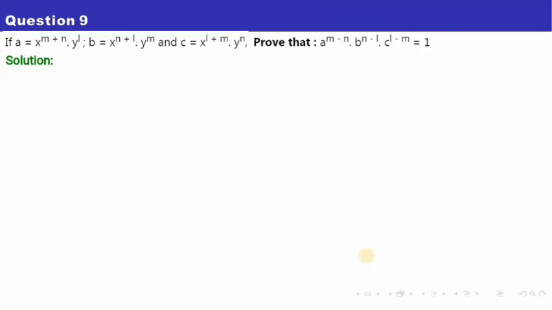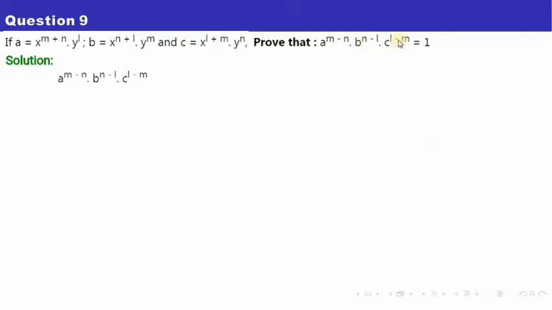Let's have a look at this. Look at the given things carefully. The question says if a is x to the power m plus n into y to the power l, b is given to be x to the power n plus l into y to the power m, and c is equal to x to the power l plus m into y to the power n. So you need to prove this.